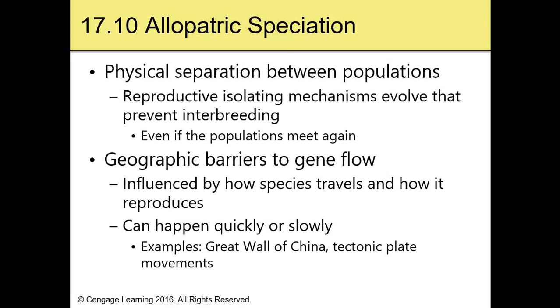Okay, so other types of speciation outside of that reproductive speciation include allopatric speciation, and this is where you've got physical separation between populations. There might be geographic barriers, like a mountain range or an ocean or something that's preventing these populations from interbreeding.